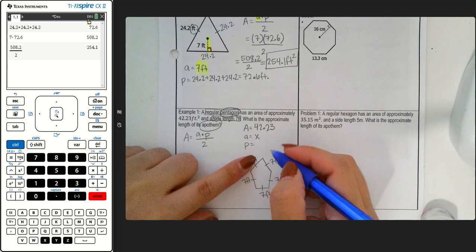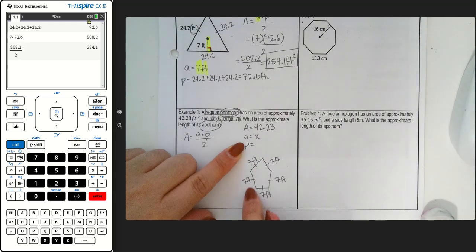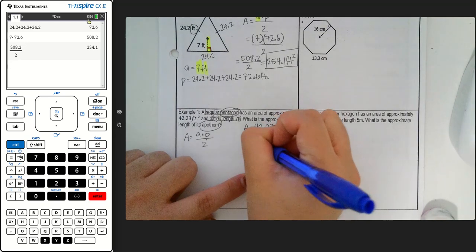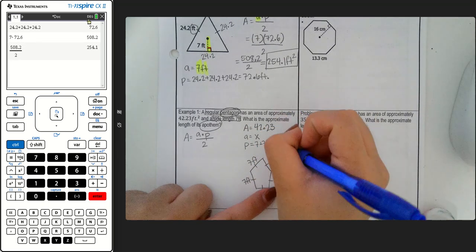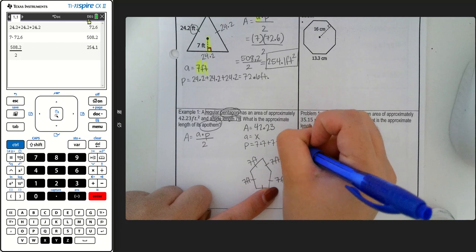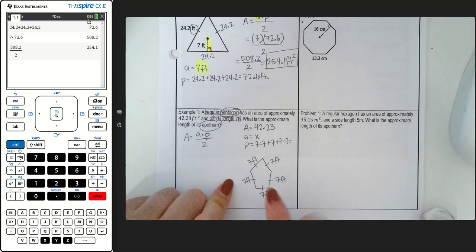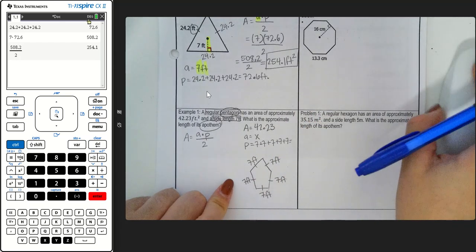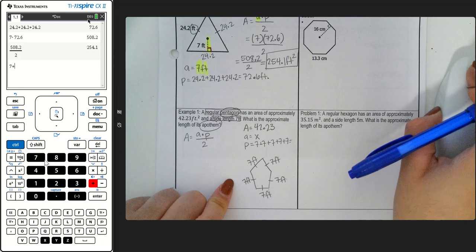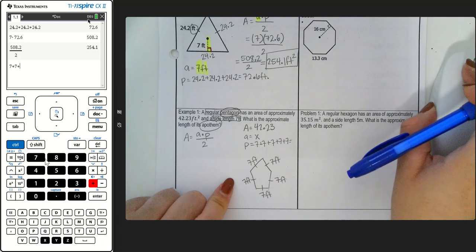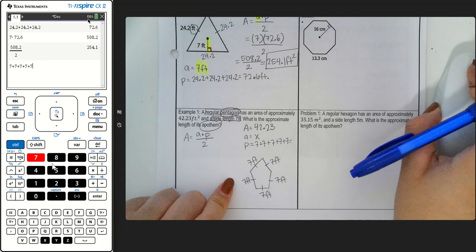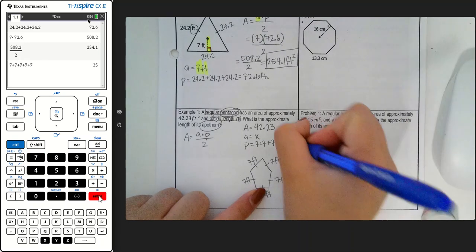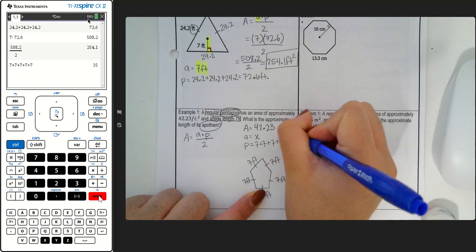So how do I find the perimeter of this pentagon? Add all its sides. So this is side 7, plus this side 7, plus this side 7, plus this side 7, plus this side 7. So I'm adding all 5 sides, which are all 7. Okay, so over here is going to be 7 plus 7 plus 7 plus 7 plus 7. So to find the perimeter, that means that the perimeter is 35. So the perimeter here is 35.